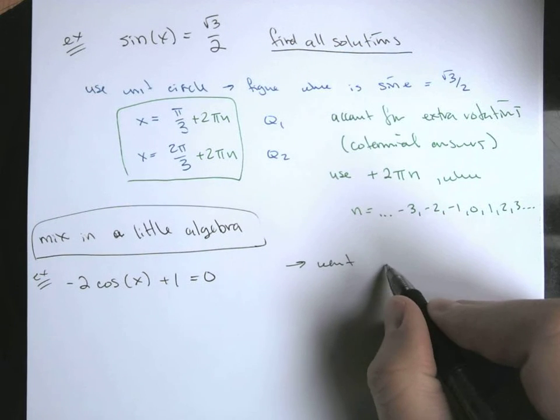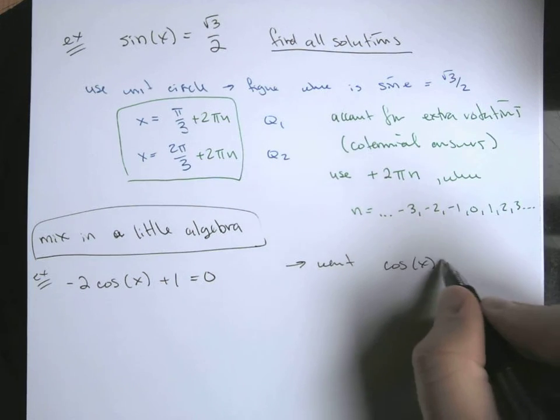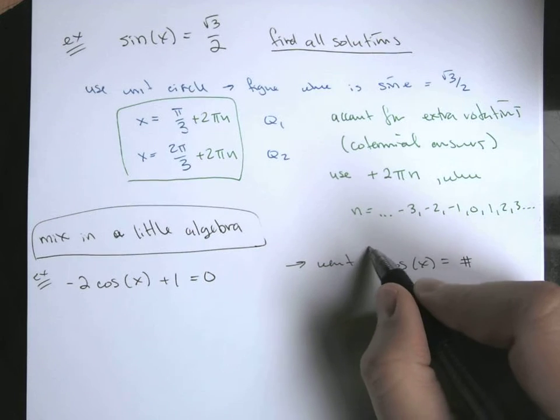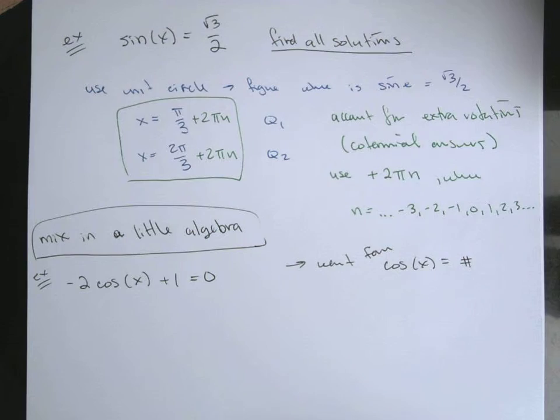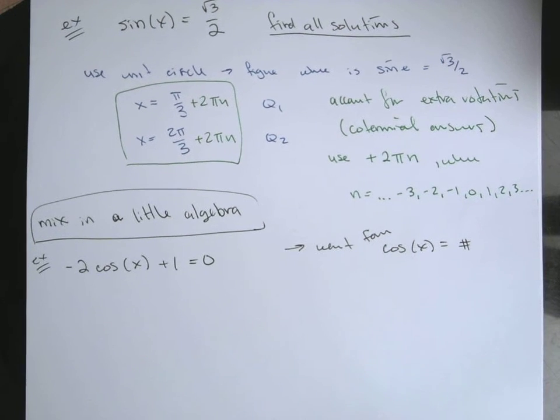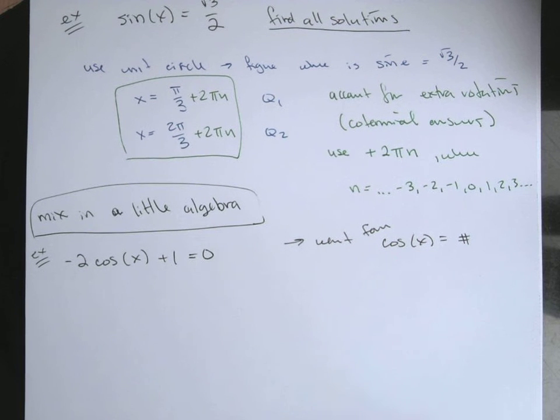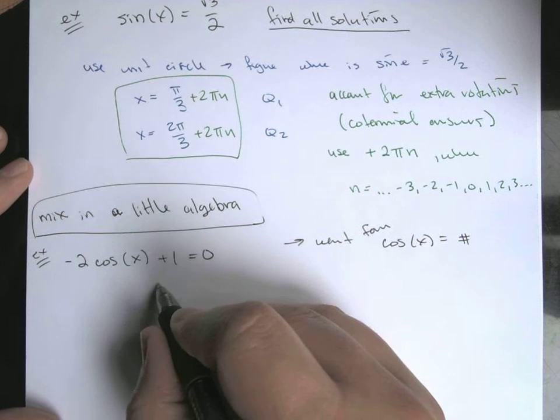So what I want is cosine of x is equal to some number. That's kind of the form that I want, right? I can sort of work off of that just using unit circle kind of stuff to get to an answer. That's what I'm after. So all I need to do is a little bit of algebra to get this together. This is pretty quick, right?